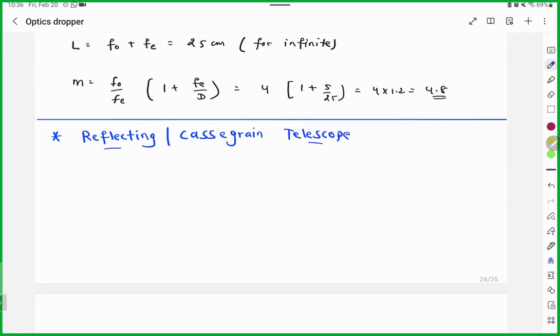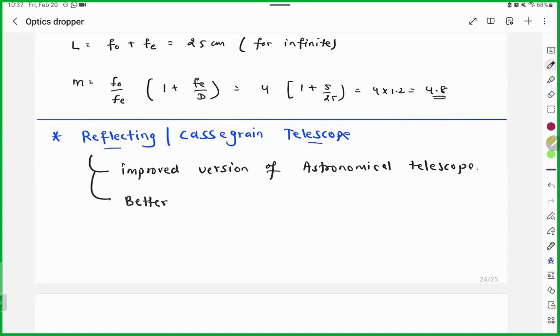In this telescope, we use an improved version of the astronomical telescope. This is better than the astronomical telescope. Why? Because here you have better resolution. There is no color issue and no focal length issue. That's why you will see overall better resolution. Better resolution means image quality is good.